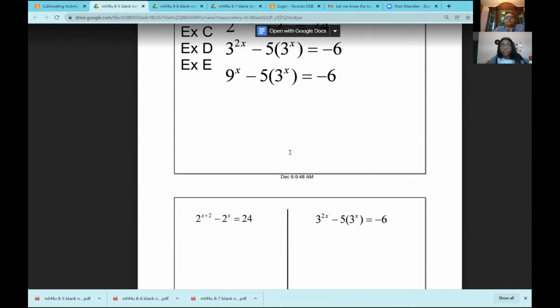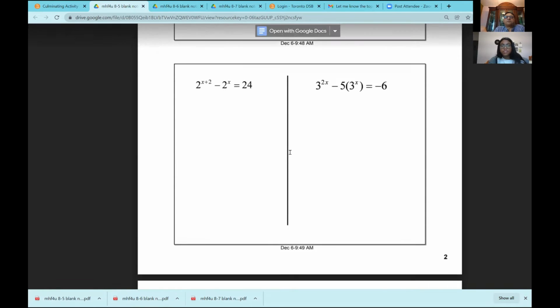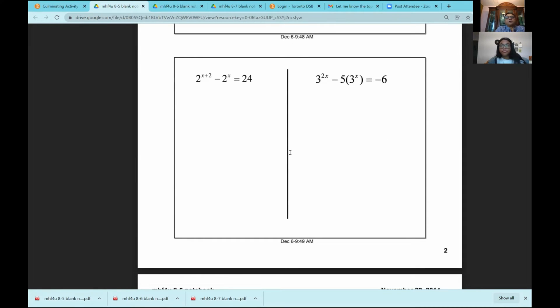Okay. These questions, let's do them one by one. Can you help me doing the first one? 2 to the power of x plus 2 minus 2 to the power of x is 24. This is actually a quadratic equation. Let me show you how. So this first term is 2 to the power of x. When you say plus 2, it means times 2 to the power of 2. Is it okay? Yeah. Minus 2 to the power of x equals 24.